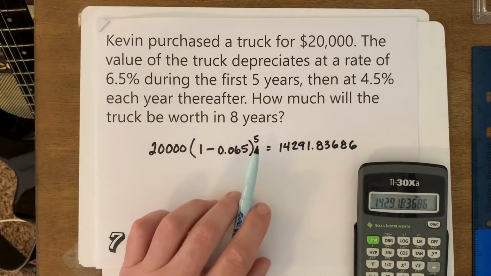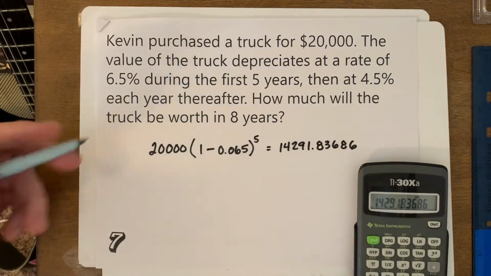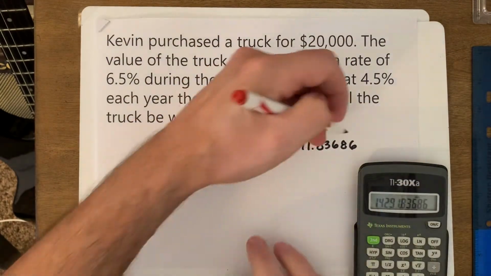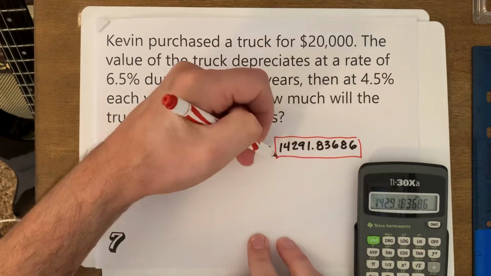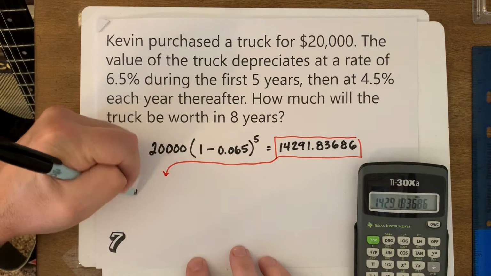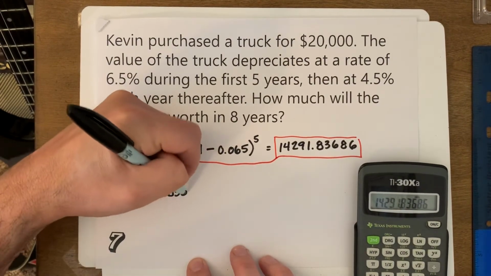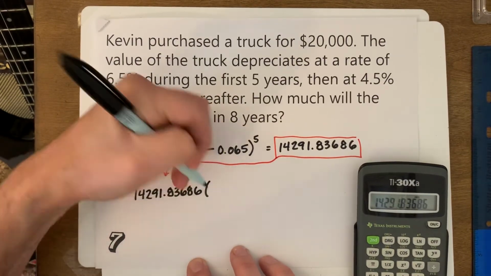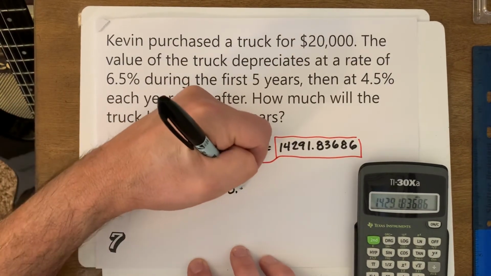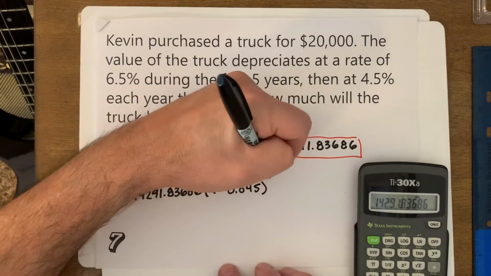So now I've used up 5 of the years. I want to know 8 years, so I've got 3 more years to go. Now I'm going to take this number right here and feed it into the second problem: 14291.83686 times 1 minus 0.045, 4.5%, and now I need 3 more years.